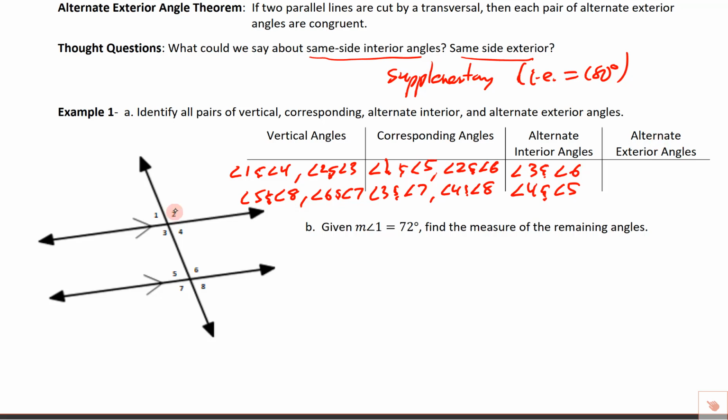And alternate exterior, let's do it first, 1 and 8. So angle 1 and angle 8. And then the other one, of course, would be angle 2 and angle 7.